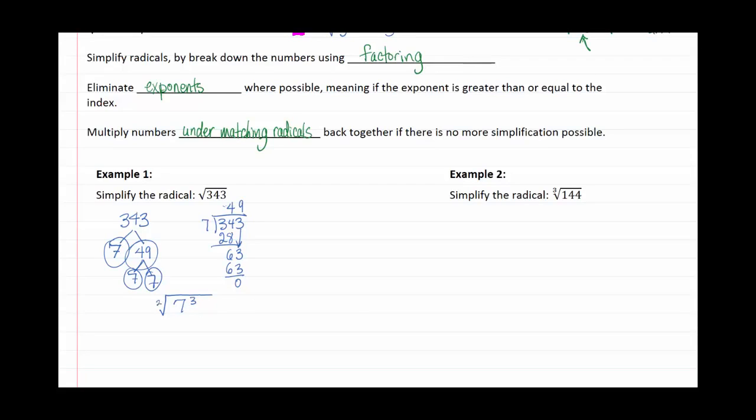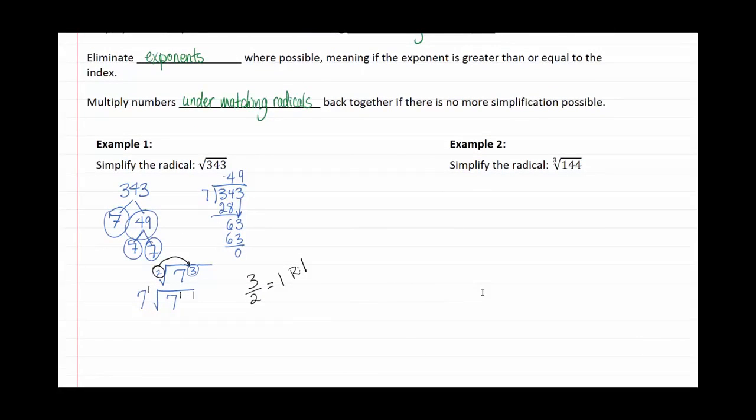Notice that my index is 2 and my exponent is 3. My exponent is larger than the index. That means I can take 1 7 out and leave 1 in because that's my remainder. I check to see how many times my index will divide into my exponent and what my remainder is. 3 divided by 2 equals 1 with remainder 1. So I have 1 outside and 1 inside.